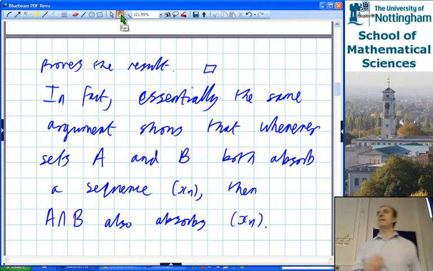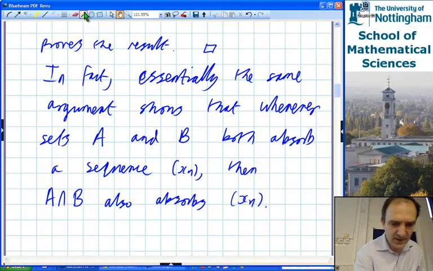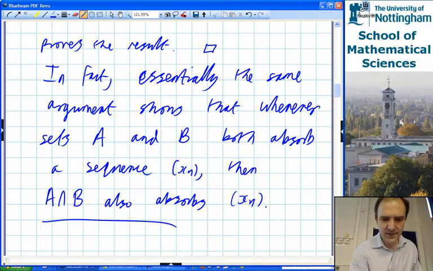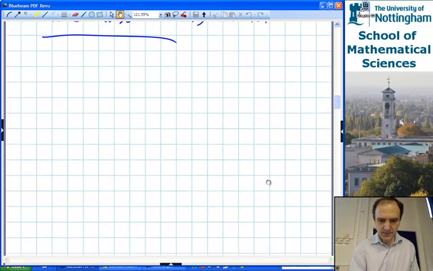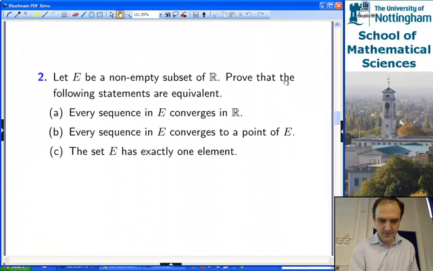And then you can go back, if you prove this result, the other one follows immediately. As you said, if your sequence is getting stuck in A intersection B, then in particular A intersection B must be non-empty. Okay, so that's enough on that one. Right, now let's move on.